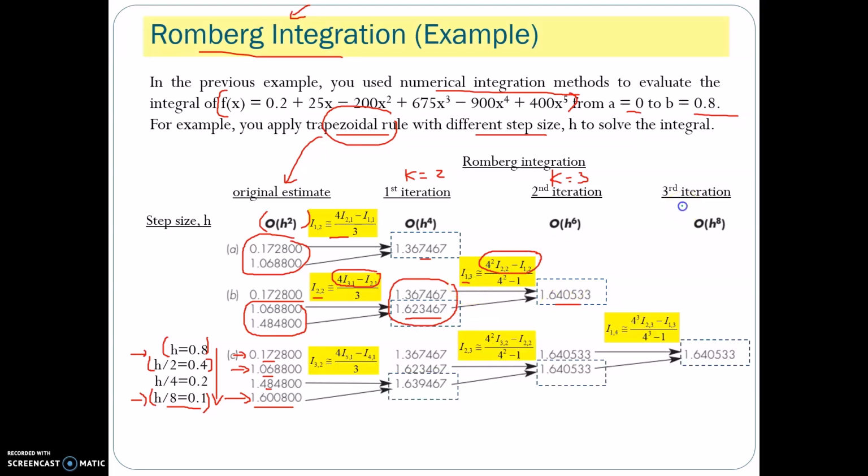For the third iteration result, where you have k equal to 4, you start from these two samples, substitute inside the formula, and you obtain I32 here. Then you continue with these two samples, substitute inside this formula, and you obtain I23 here. Lastly, substitute these two samples inside the last formula, then you obtain I14 here.